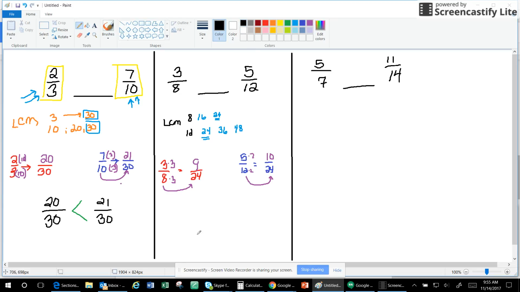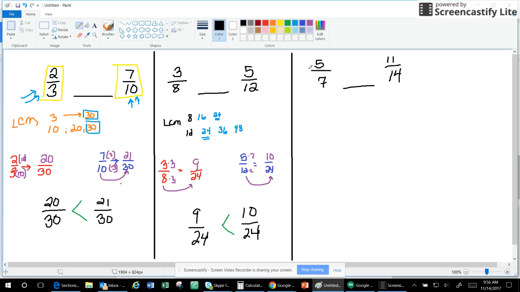So when I compare these, I have 9 over 24, comparing it to 10 over 24. Which one is larger? 10 over 24 is larger than 9 over 24. All right, one more. Give it a shot. See what you guys come up with.